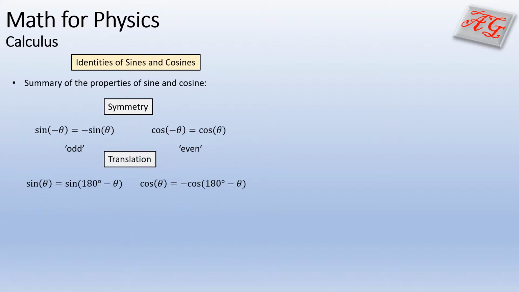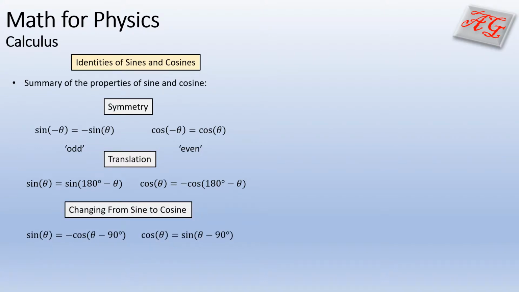Now, there are also translational symmetries. If you take the value of the sine function and evaluate it at the value theta, it is the same as evaluating the function at 180 degrees minus the angle theta. In the case of the cosine, it will yield the negative cosine. You can actually shift the sine and cosine to change one function to the other. The sine of an angle theta is the same as evaluating the cosine of the angle at theta minus 90 degrees and taking the negative value of the result. On the other hand, the cosine of the angle theta is the same as evaluating the sine of the angle at theta minus 90 degrees.